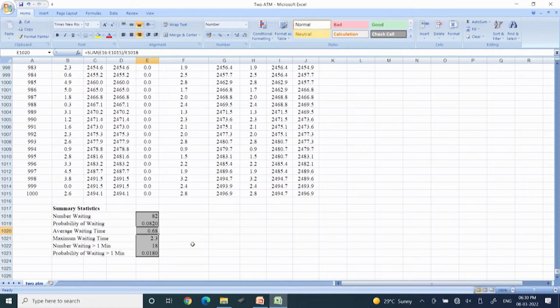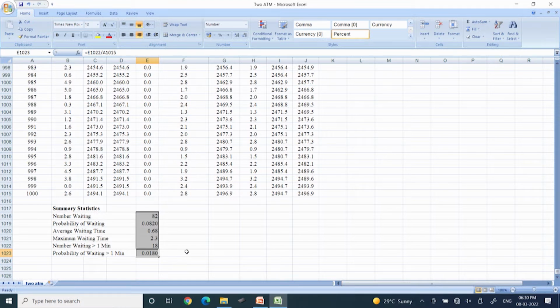So, average waiting time. Just find the average: we have summed the total time divided by number of people waiting. Number of people waiting here is 82. Then maximum waiting time, using the max formula. Number of people waiting greater than 1 minute, it is 18. The probability of waiting greater than 1 minute is E1022 upon A1015.